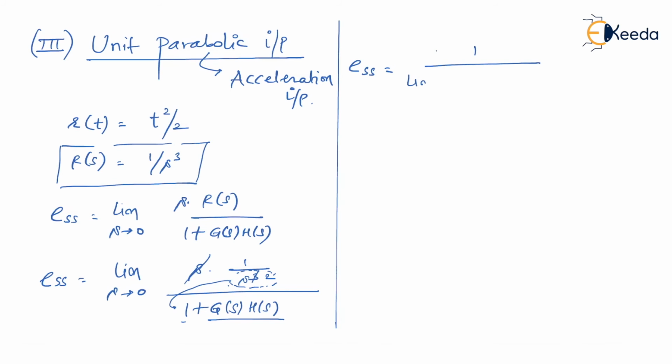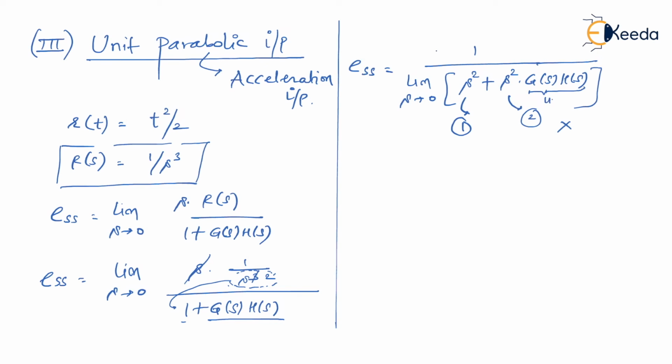1 whole divided by limit s approaching 0, s square plus s square times g of s into h of s. Our job is to substitute wherever there is s, that is s equal to 0. So for first term, we can substitute s equal to 0, but for second term, I cannot go for s value substitution because still g of s, h of s is unknown to me, right? So let us substitute in first term s value equal to 0. If s equal to 0, of course s square will be equal to 0.